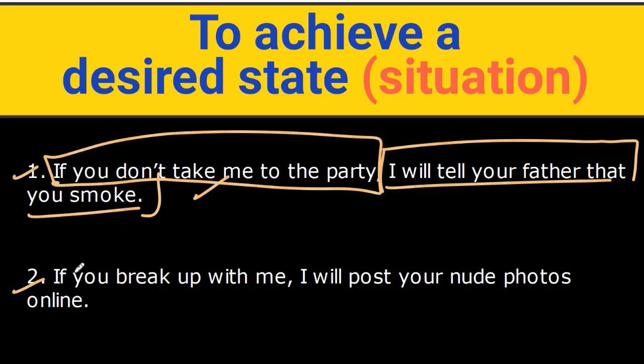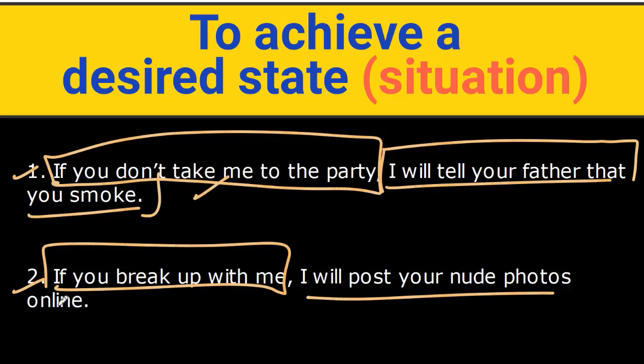So you don't want the person to break up with you, but the person probably has decided that she or he wants to break up with you, and you don't want that. So you're threatening the person. And you say, if you break up with me, if you do this, I'll do something you won't like. I will post your nude photos online. Do you want that? No. So obviously, you don't want that action. And because of you not wanting this action, you'll do what I'm asking you to do. This is how we use it.